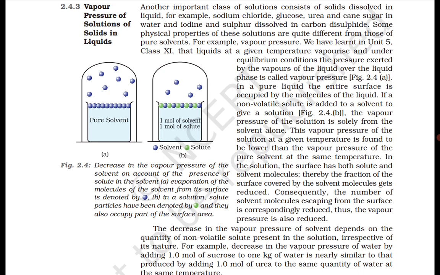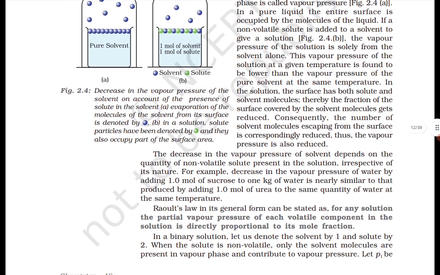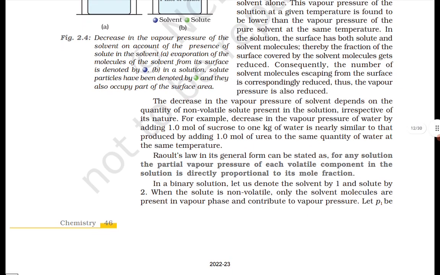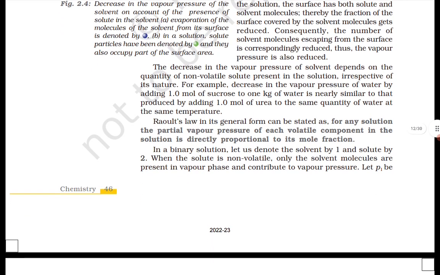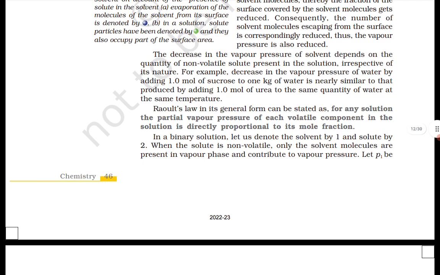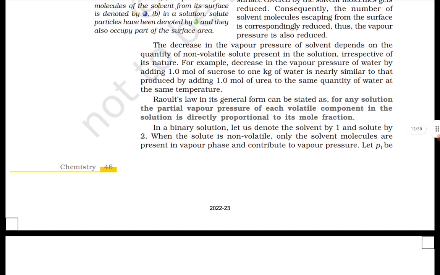If a non-volatile solid is added to a solvent to give a solution, the vapor pressure of the solution is solely from the solvent alone. This vapor pressure of the solution at a given temperature is found to be lower than the vapor pressure of the pure solvent at the same temperature. In the solutions, the surface has both solute and solvent molecules, thereby the fraction of the surface covered by the solvent molecules gets reduced. Consequently, the number of solvent molecules escaping from the surface is correspondingly reduced, thus the vapor pressure is also reduced.